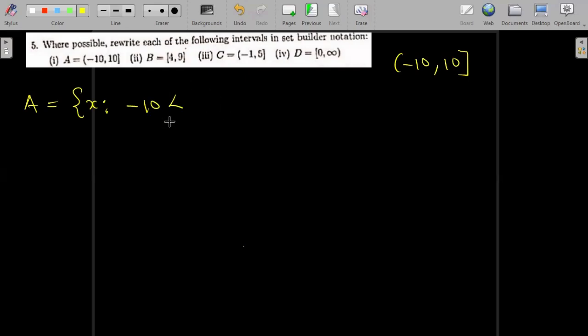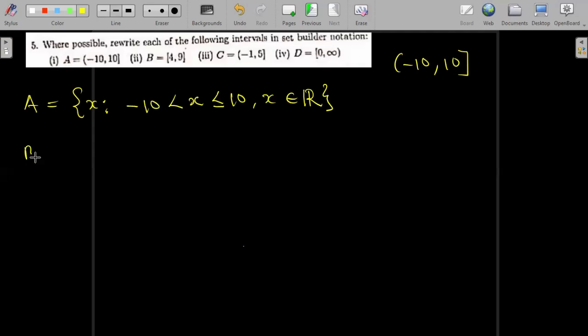At negative 10 I'll leave an open inequality of less than, then X in between, then where it is closed, I'll put less than or equal to, then 10. And of course, because it's an interval that we're displaying on the number line, X has to be a member of the real numbers. So this is what you get for A.